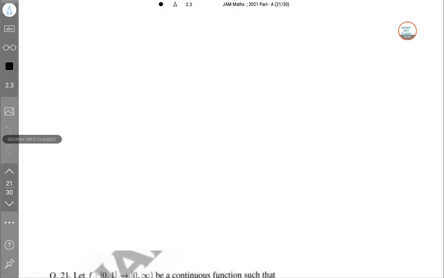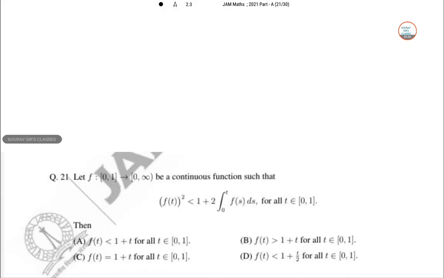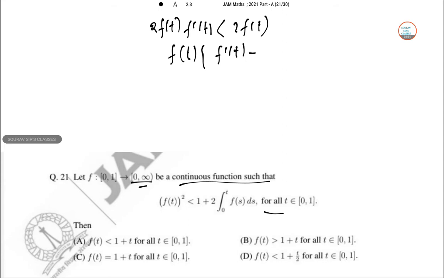Next question, 21. f is a continuous function from 0 to 1 into 0 to infinity, and we have to find out the limit value of f of t. So f of t squared is this. From the given part, 2 f(t) f dash(t) is less than 2 f(t). Cancelling 2 from both sides, f dash t is less than 1, because f(t) is positive. So only this is valid: df/dt is less than 1.